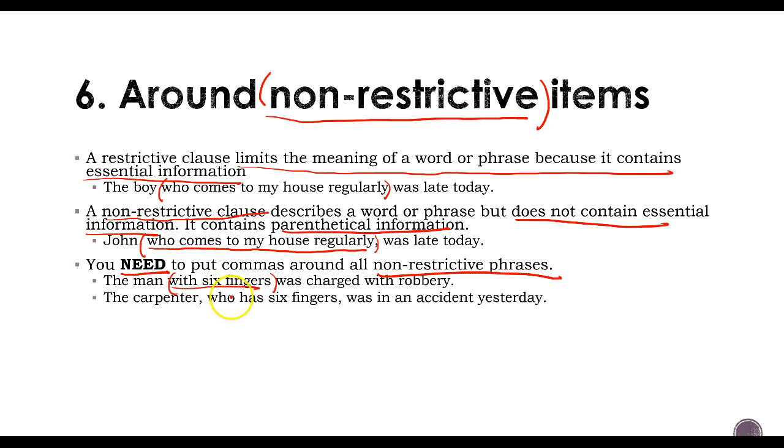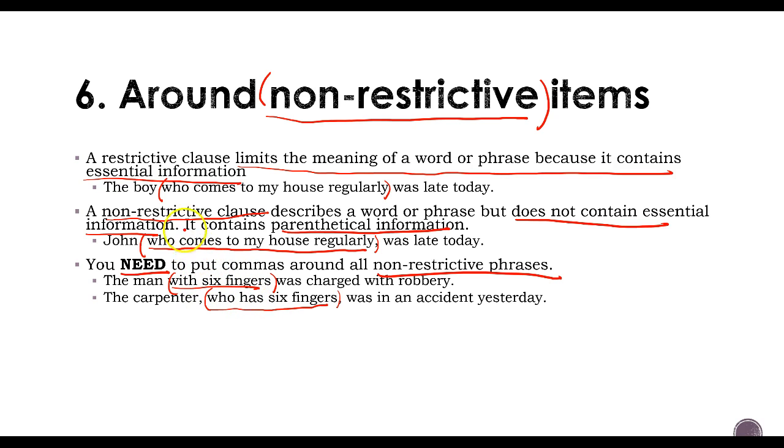The carpenter who has 6 fingers was in an accident yesterday. So the difference is subtle, but in this case, the carpenter was in an accident yesterday. Who has 6 fingers is kind of a parenthetical note in this particular sentence. The carpenter, who happens to have 6 fingers, was in an accident yesterday. The 6 fingers isn't an essential characteristic of the man in this sentence. So this is why this rule is kind of tricky, because the difference is sort of subtle. And actually it's not written in stone what's essential and what's non-essential.